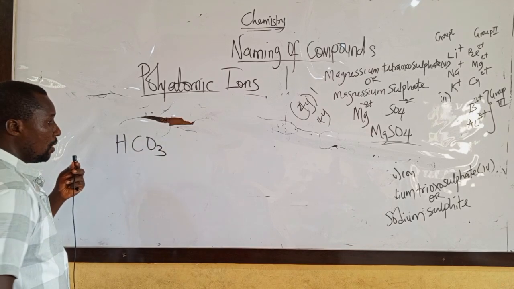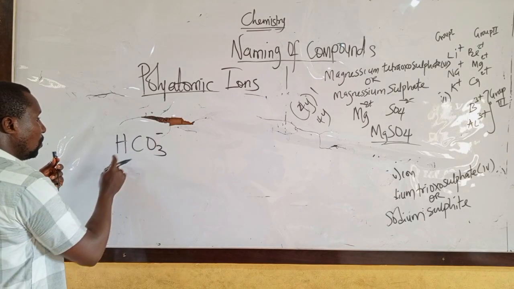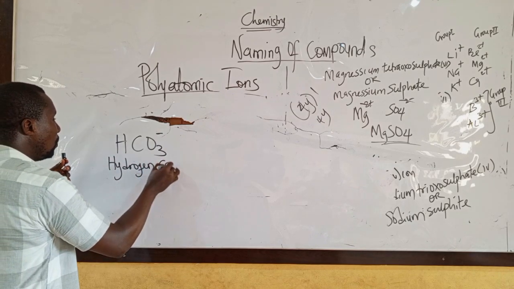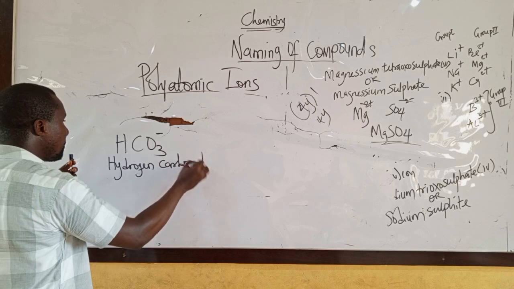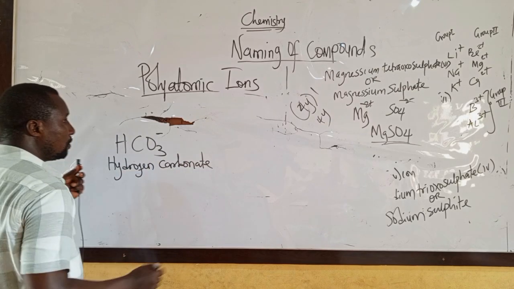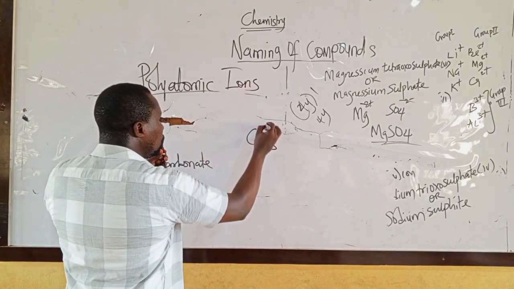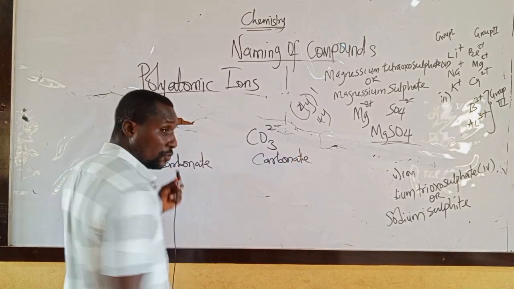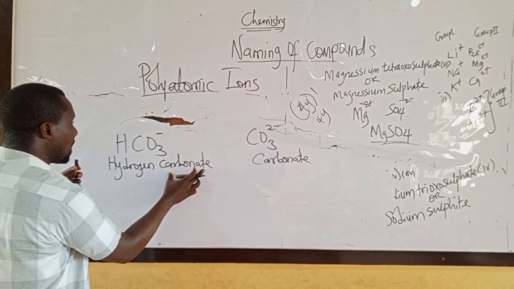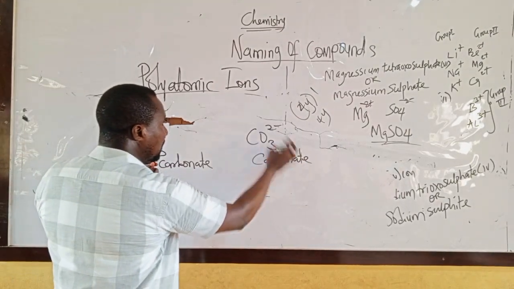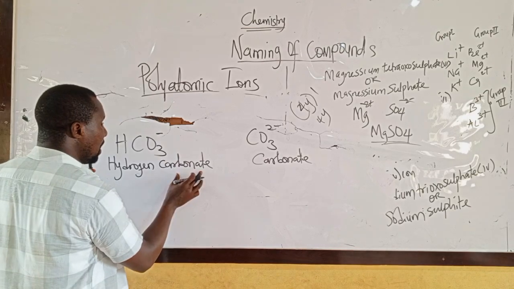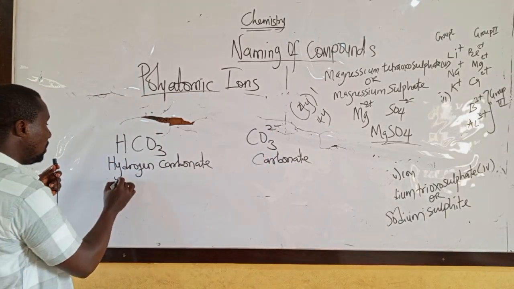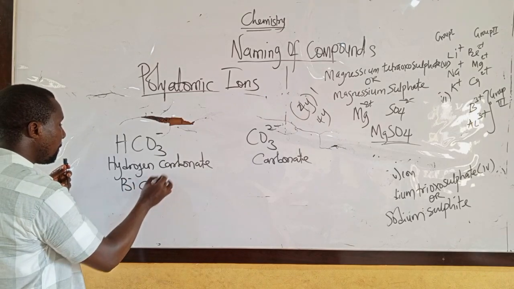HCO3, this one is for minus. This one is hydrogen carbonate. Hydrogen carbonate. This one, CO3 2 minus, is for carbonate. Take note. This one is for hydrogen carbonate ion. This one is for carbonate ion. Another name for this one, I can call it bicarbonate.